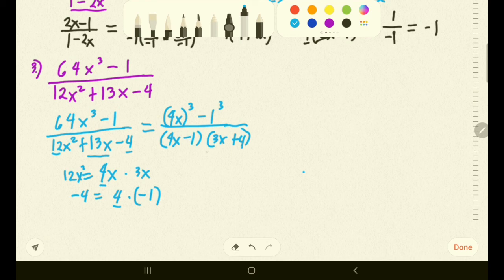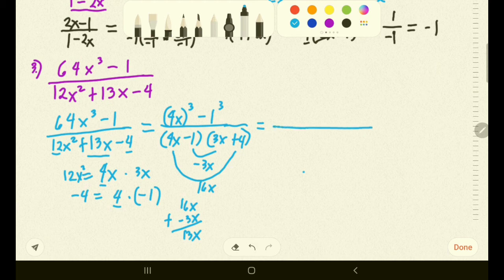If we check that, negative 1 times 3x is negative 3x. 4x times 4 is 16x. If we add that, 16x plus negative 3x results in 13x. Okay, that's correct. So they are the factors. Let's continue.